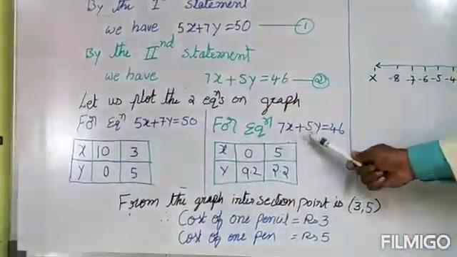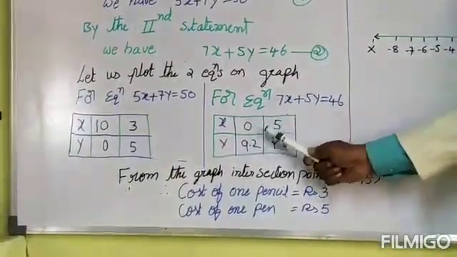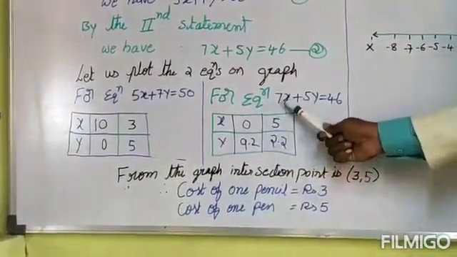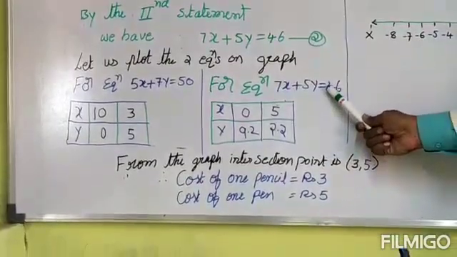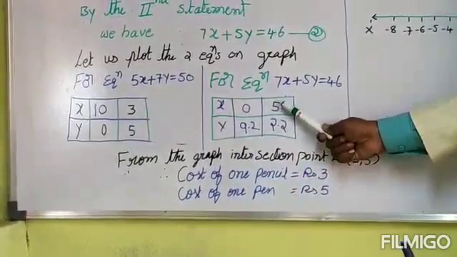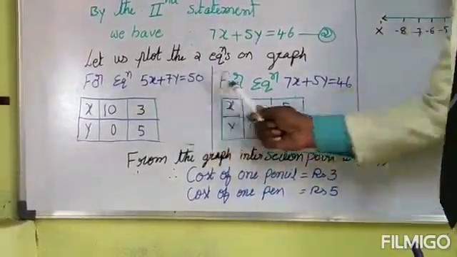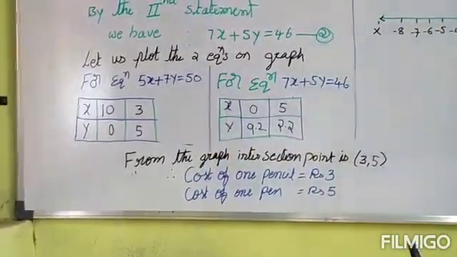For the second equation, 7x plus 5y equal to 46, here also you can take x equal to 0. Then you are getting decimal points by the calculation, y equal to 9.2, and x equal to 5, you are getting y equal to 2.2. This first equation and second equation coordinates we are going to plot on the graph.